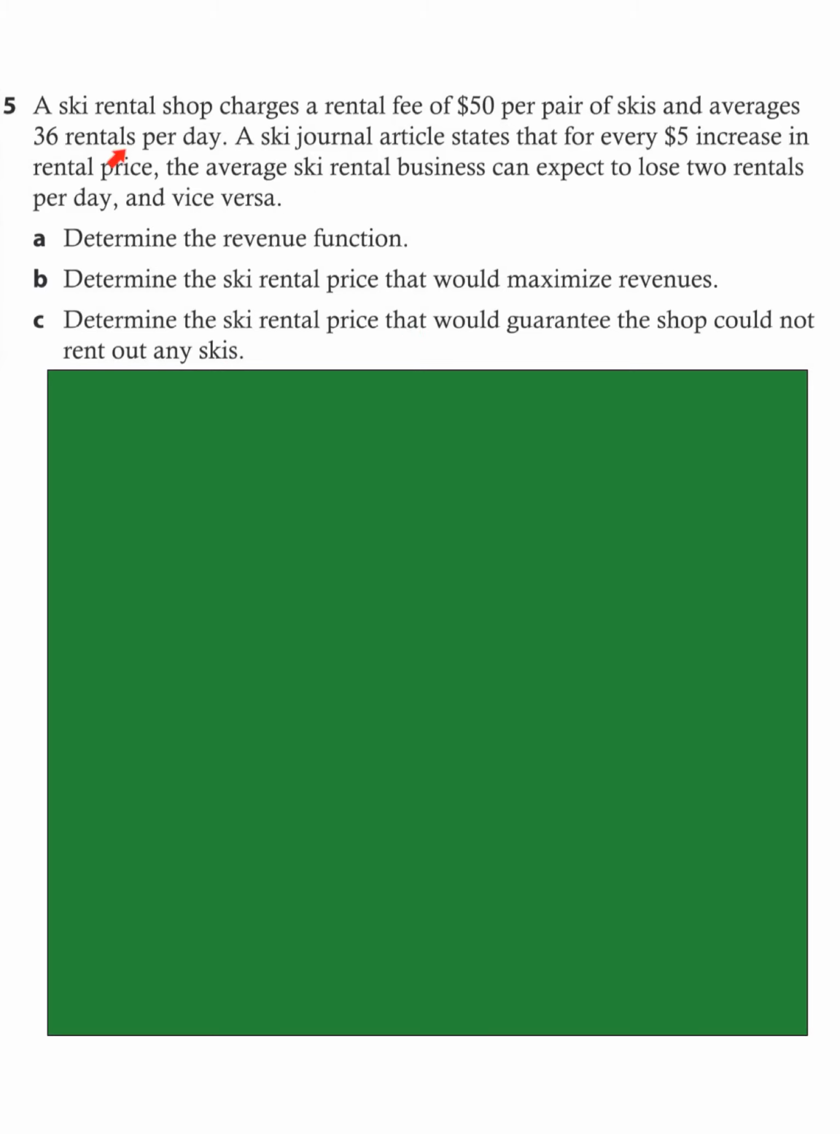We know that for this particular ski rental shop, it averages 36 rentals per day at $50. So the revenue per day, we could write that down. The revenue would equal 50 times 36. That would be the revenue, and we have no variables with this. They just told us that the average is 36, so they get $50 a rental.